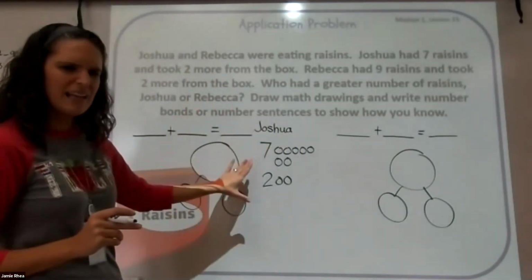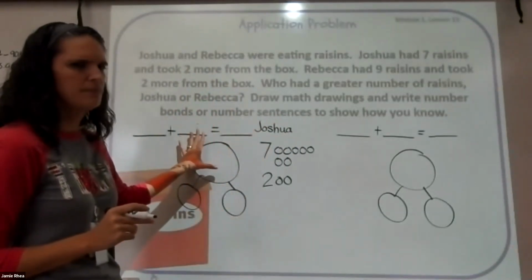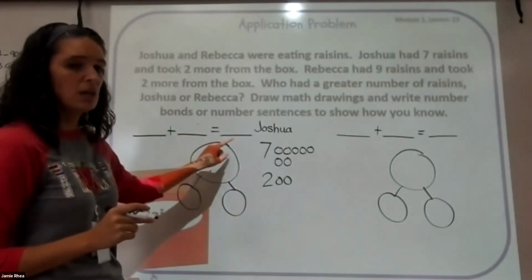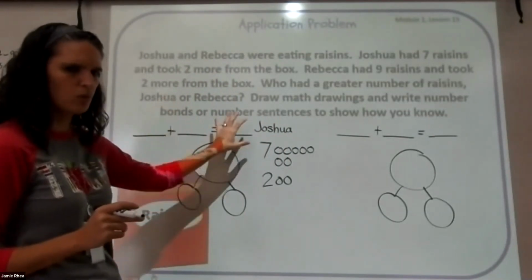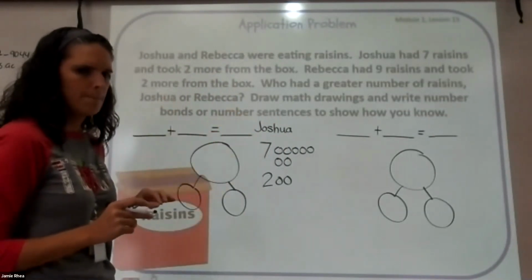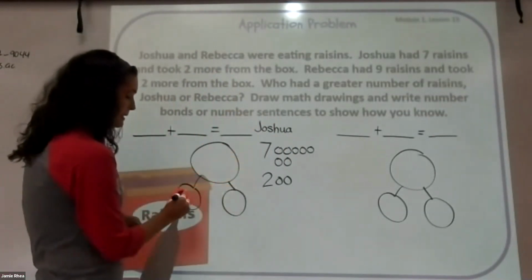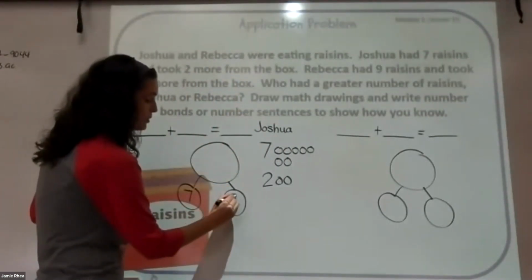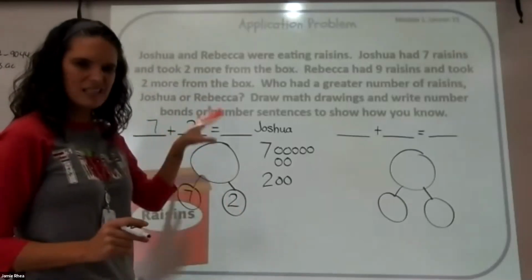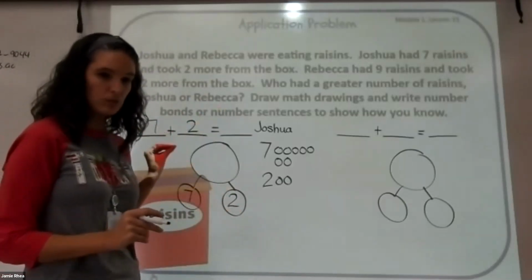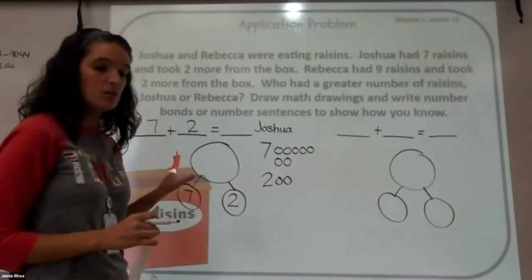So can I fill in some stuff on my number bond and my number sentence for Joshua? Yeah, I can. 7 and 2. Now, is that the parts or the total or the whole? 7 and 2 are my parts. So I'm going to put 7 that he had and the 2 more that he took. Now, can I solve for my total? Do I have enough information to solve my total? I do. So I can do that.